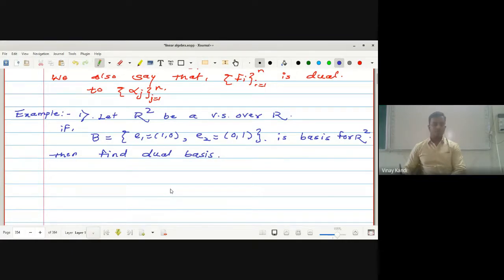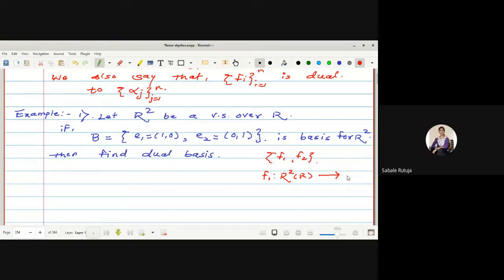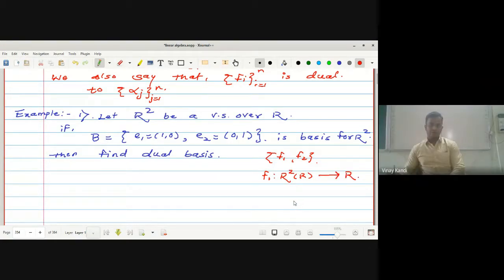Any doubt in this question? The basis is given to you, the standard ordered basis. You have to find the dual basis, that is, F1 and F2. What is F1? F1 is a linear functional on the vector space R2 over R. What is the codomain? R. So this is a linear functional.